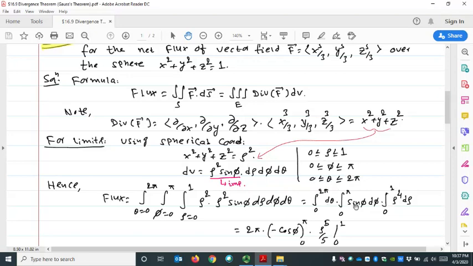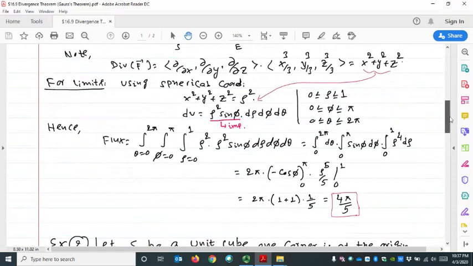Then the flux equals the triple integral of the divergence of F, which is x squared plus y squared plus z squared, that is rho squared, and then dV is rho squared sine phi d rho d phi d theta. In d rho d phi d theta order, rho is our inner integral whose limits are 0 to 1, phi is our middle integral whose limits are 0 to pi, and theta is our outer integral whose limits are 0 to 2 pi. Great. This is the setup for the flux using the divergence theorem.